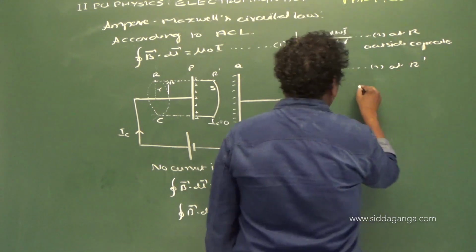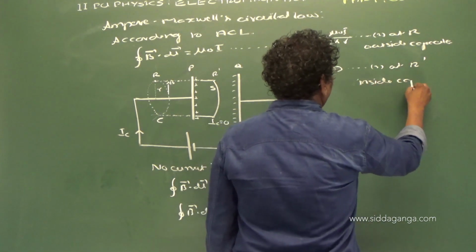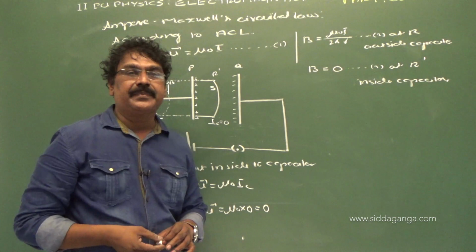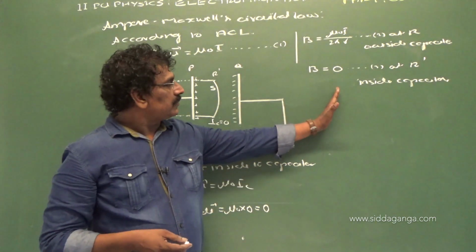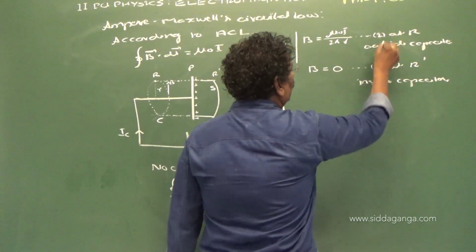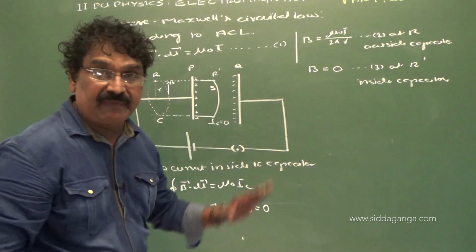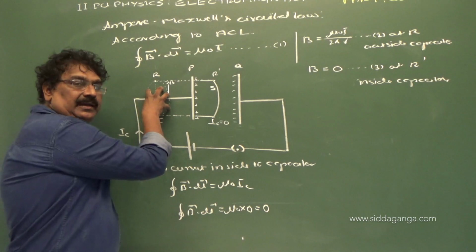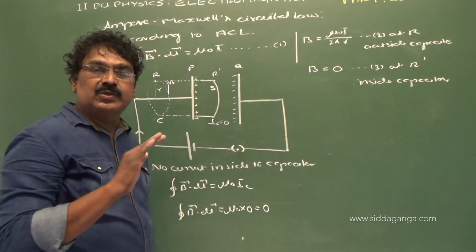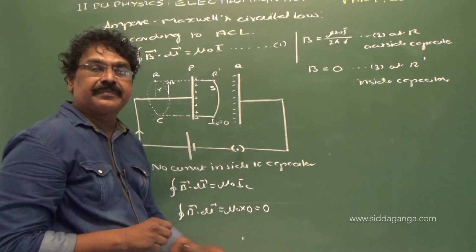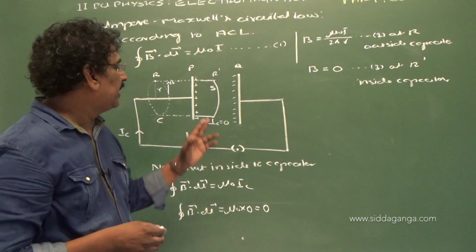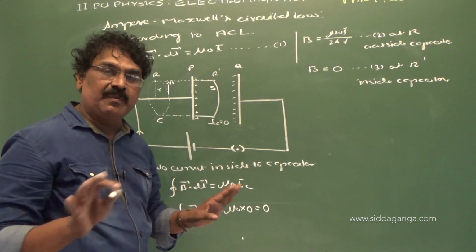At R dash, inside the capacitor, the magnetic field is given by equation 3. If we take equation 2 and equation 3, that means outside the capacitor there is a magnetic field, and inside the capacitor there is no magnetic field. So according to Ampere Circuital law, the magnetic field inside the capacitor is 0. There is no magnetic field.